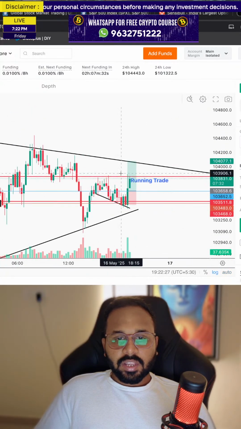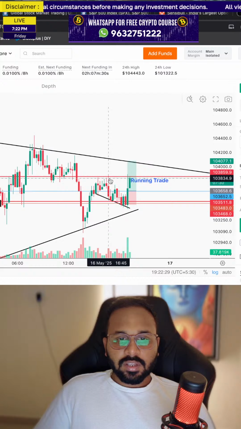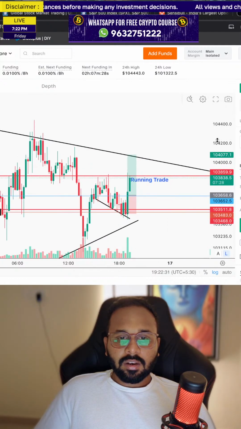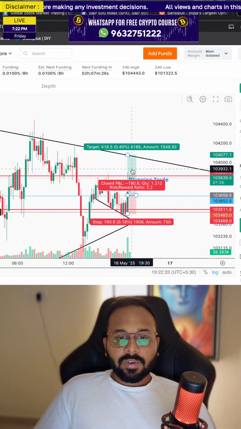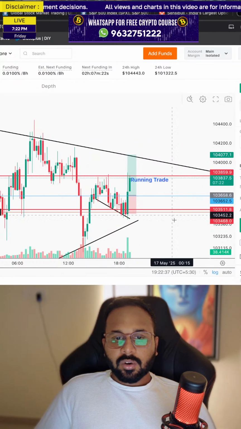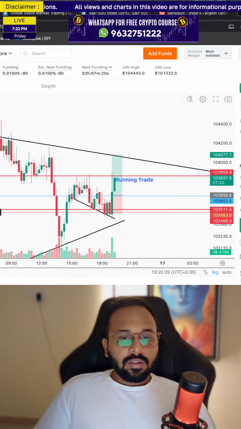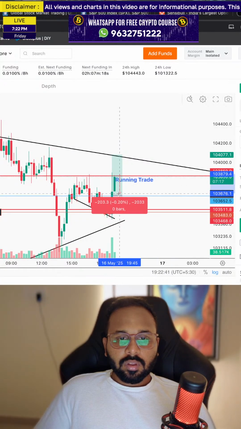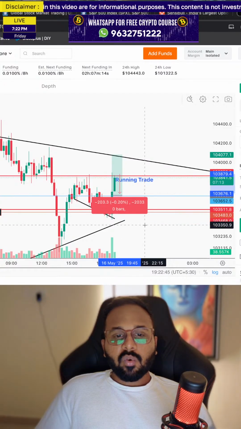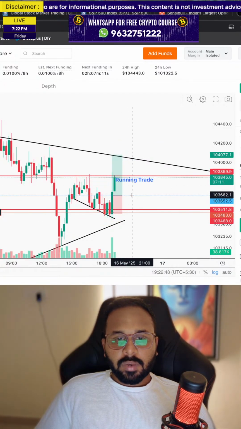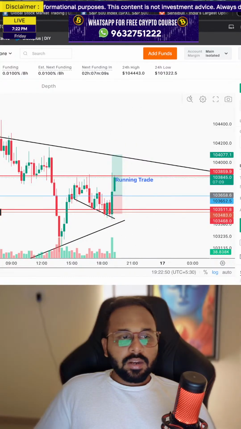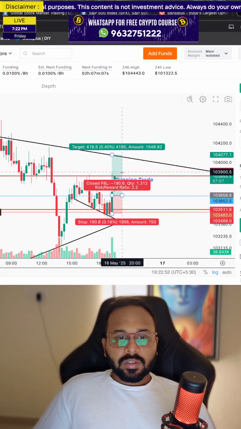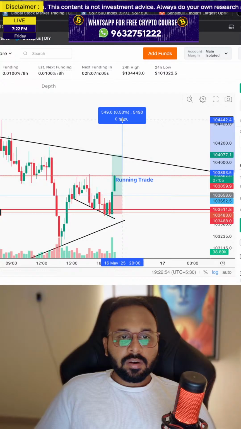Let's say it sustains this upper level, because this is the resistance. If this green candle closes above this zone, then how much is the risk here? The risk is close to 200 in this case, but sometimes it will be more. Below this I will place the stop loss, and because I'm entering here, my target will be up to this area.